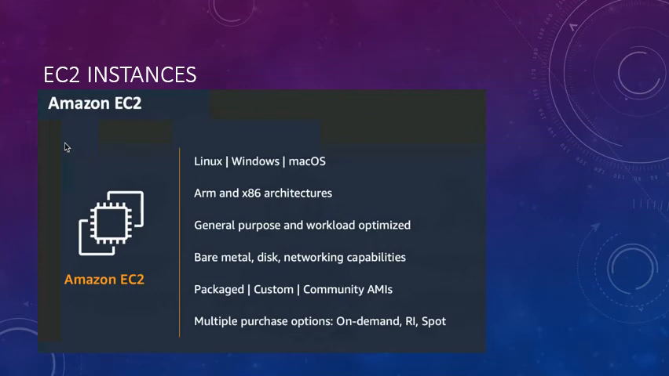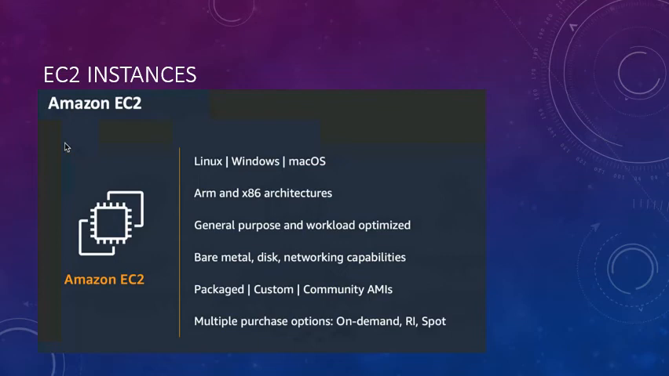And as I said, there's lots of different types of AMIs that you can use, either your own custom AMI that you build yourself, or you can use a community AMI, which normally comes from the marketplace, or a packaged AMI, which AWS provides.